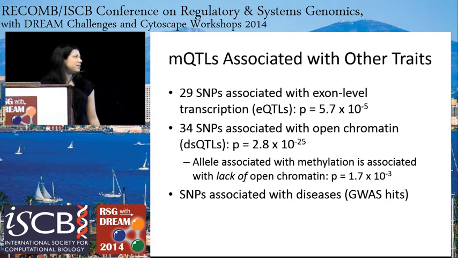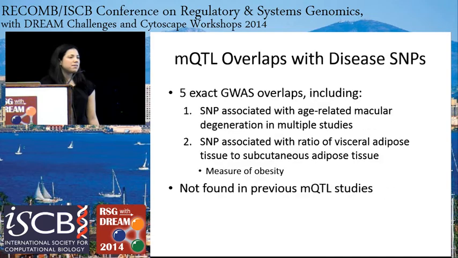Now, interestingly, we found that the allele that was associated with methylation was almost always associated with a lack of open chromatin. This is not surprising because DNA that is methylated is generally less accessible. In addition, we found MQTLs that have previously been associated with diseases in genome-wide association studies. We had 5 exact overlaps with GWAS hits, including 2 that we thought were particularly interesting.